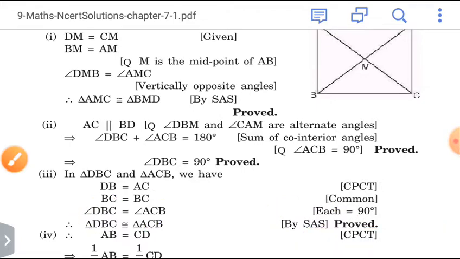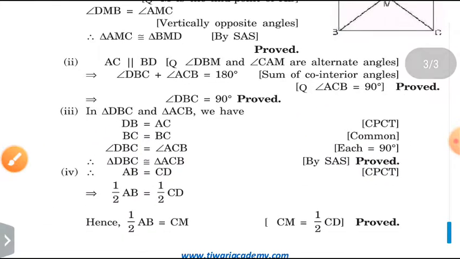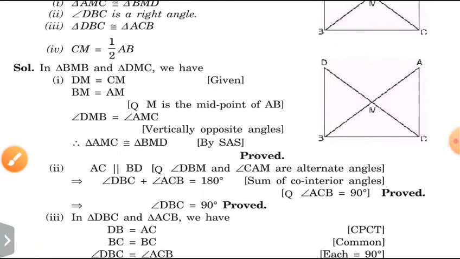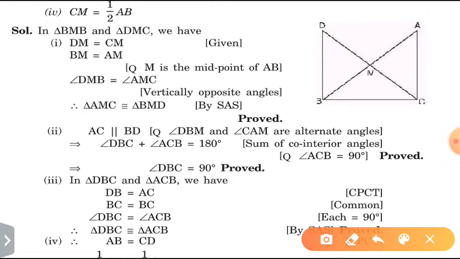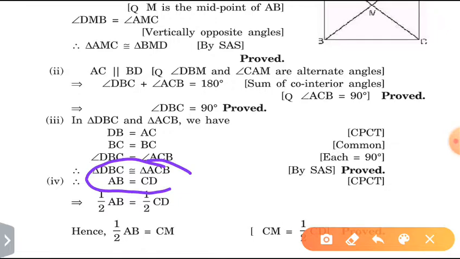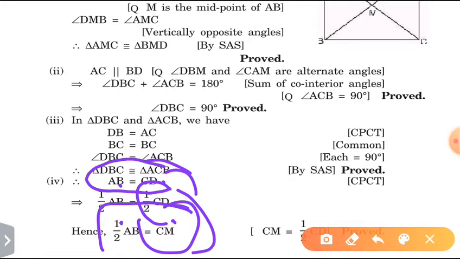Now for the last part, we have to prove that CM is equal to half of AB. By CPCT, this whole line equals this whole line. We have written here that the whole line equals the whole line. Now, half of AB and half of CD. Then CD's half will be equal to CM. Hence CM is equal to half of AB.